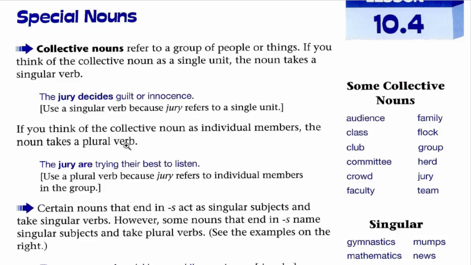If you think of the collective noun as individual members, the noun takes a plural verb. Like the same collective noun here, the jury are trying their best to listen. Why did I use a plural verb here, are? Because jury here is not acting as a single unit. How did I know this? There is a hint here. The word there refers to a group. So that means the subject here functioned as individuals. We use a plural verb because jury refers to individual members in the group.